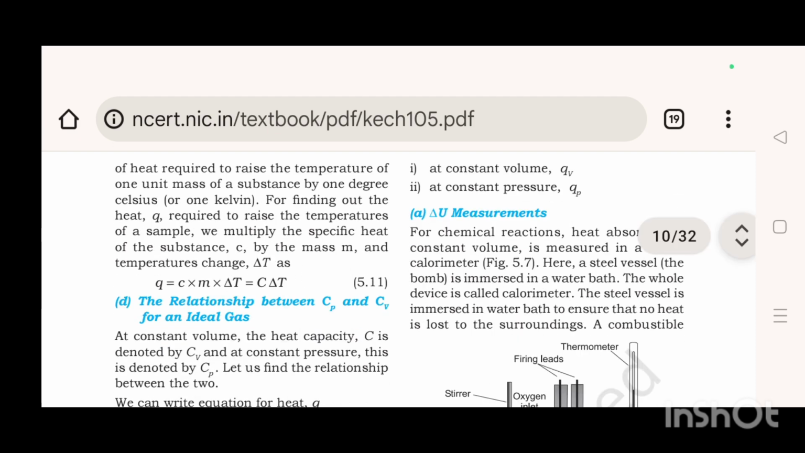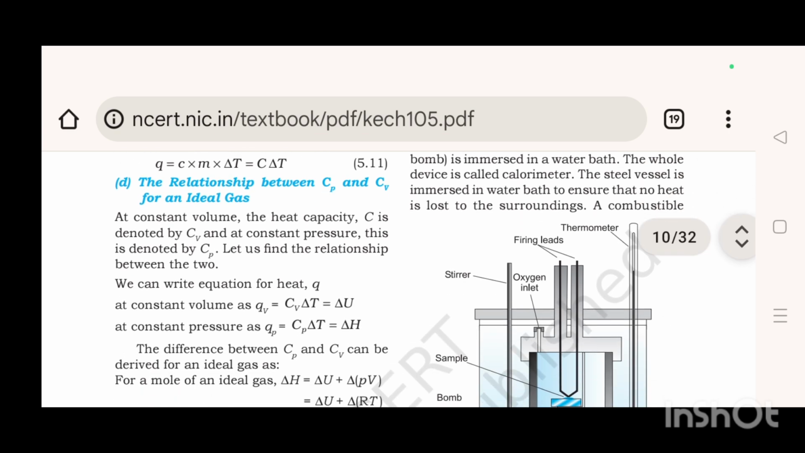The relationship between Cp and Cv for an ideal gas: at constant volume, the heat capacity C is denoted by Cv, and at constant pressure this is denoted by Cp. Let us find the relationship between the two. We can write the equation for heat Q. At constant volume, Qv equal to Cv delta T equal to delta U. At constant pressure, Qp equal to Cp delta T equal to delta H.